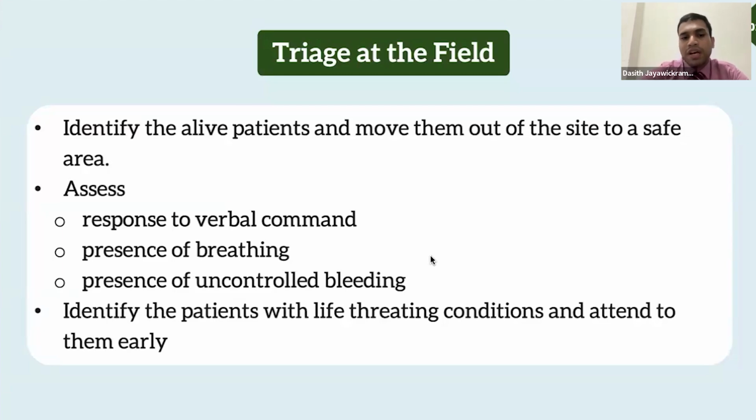And then we assess if there's any uncontrolled bleeding in these patients. And if so, we need to stop it. So by assessing these 3 points in a field setting, we can identify all the life-threatening conditions. Okay, and then we can attend to those people as early as possible, and immediately stabilize as much as possible in the peripheral setting and transfer the patient to the hospital.